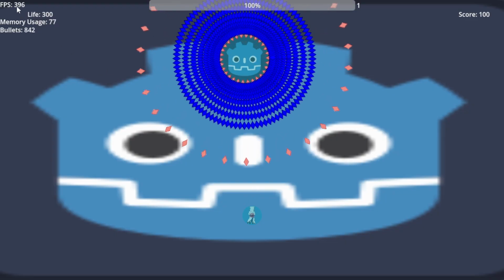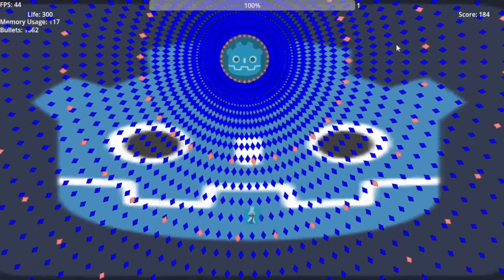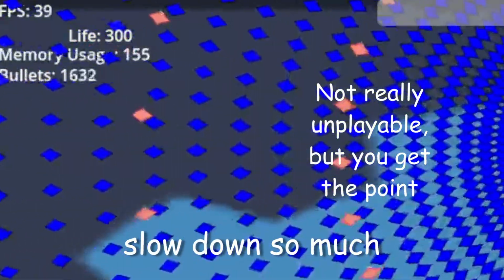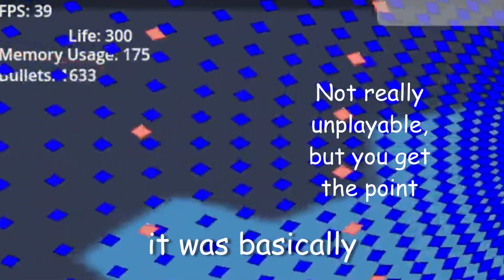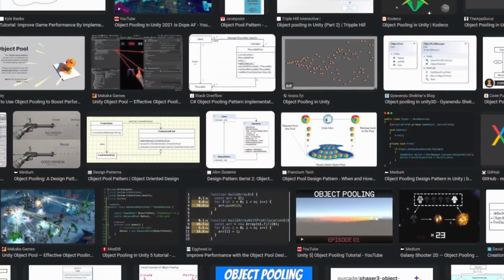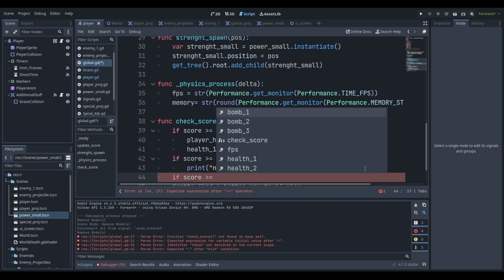Basically, after making the rotating attack, we only had one small problem. That is that after like 1200 bullets, the game would slow down so much it was basically unplayable. Researching around, I found out that I had two options. One is object pooling, which in Godot doesn't really make any difference, in my experience at least, but I tried anyway. And the second option is the servers.